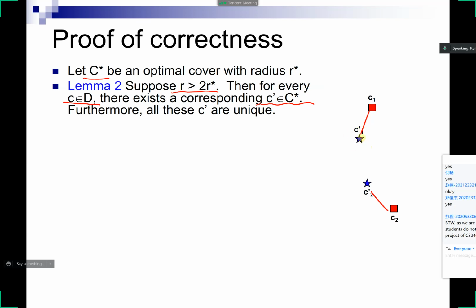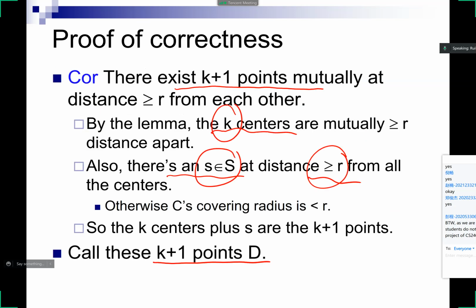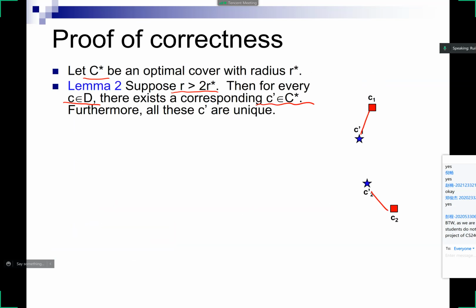Okay, so for example, you don't have this point corresponding to 2 D points. You just have 1 D corresponding to 1 D point. Ultimately where this is going to lead is that remember we said that D has k plus 1 points in it, right? And so that means that if every one of these D points has a corresponding optimal point from C star, then C star also has to have at least k plus 1 points.